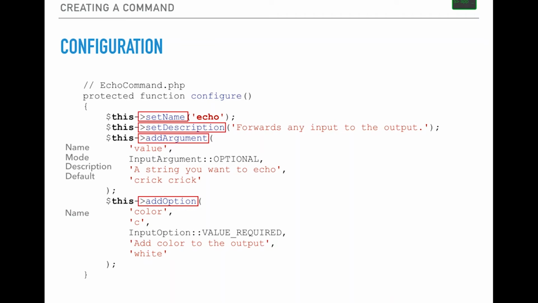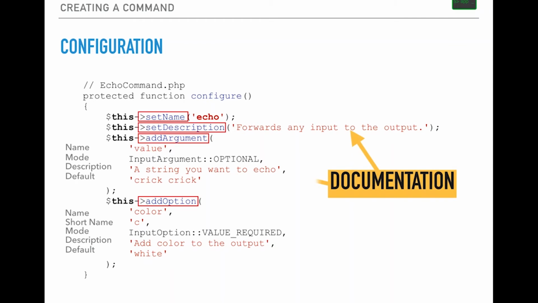Options are similar to arguments, but they're optional and they are basically named parameters. This means that you have to use them using their name. In this case, we're going to use the option using --color, or its short name -c. It also takes a mode, a description, and a default value. Options can be used as flags, true or false. In that particular case, the mode will be different. We are choosing to use it as an option that actually takes a value.